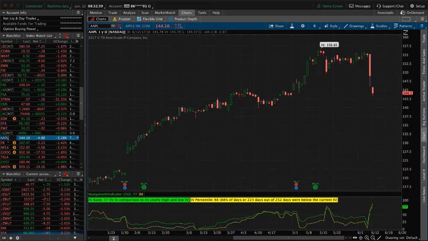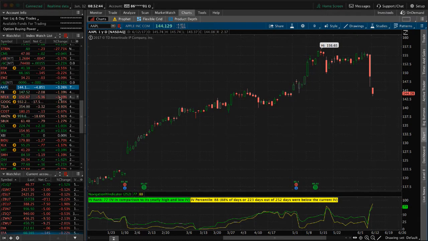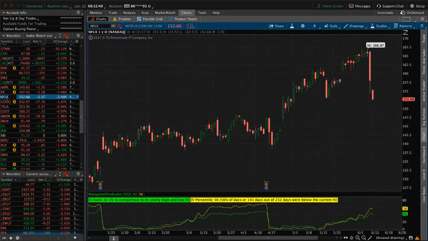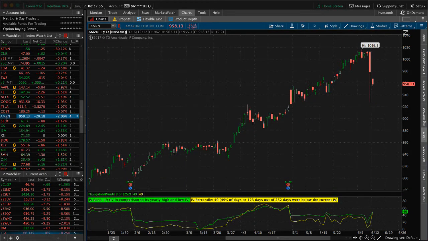Look at this. Apple, down another 3.25%. So these NASDAQ stocks are just getting hit. Facebook down 1.5%. Netflix down another 3%. Google, Tesla, these are all big high-flying stocks that have just been cranking higher forever. Now we're seeing some downside. I mean, Amazon down another 2%.